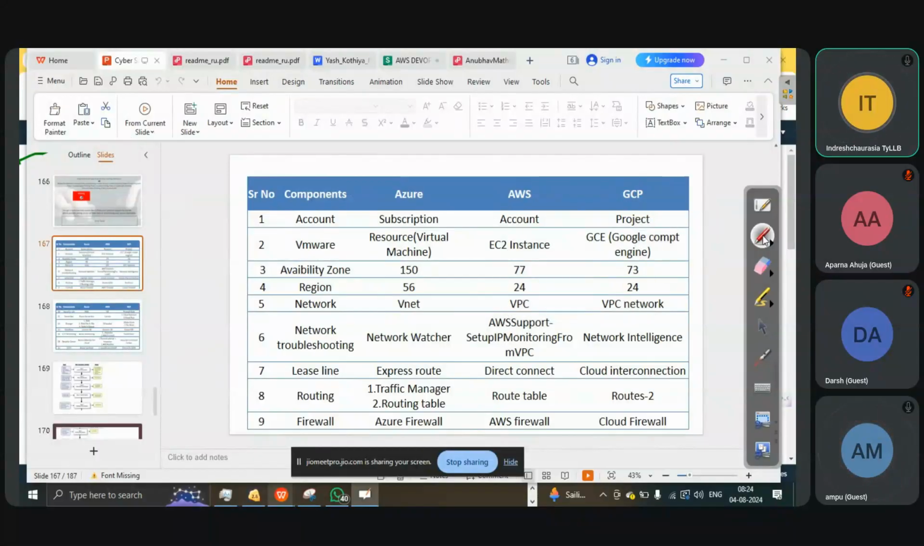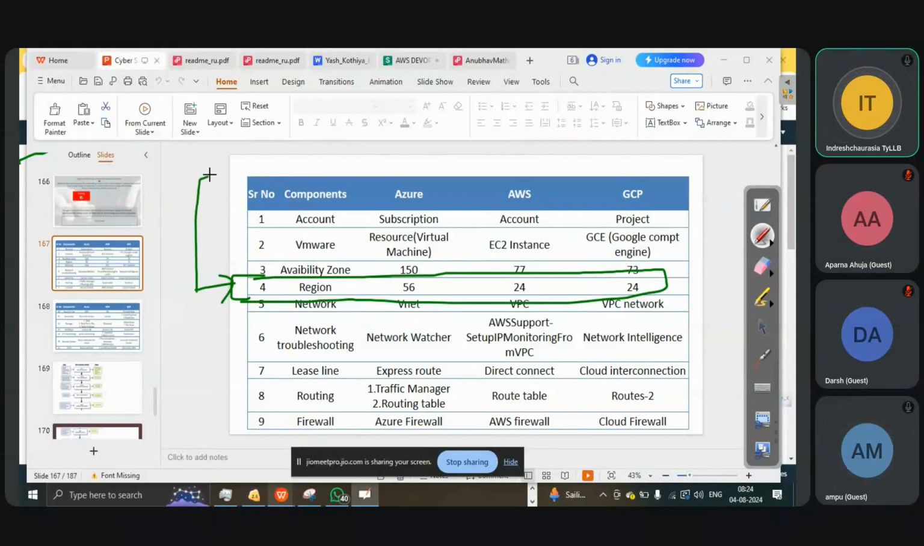When I say Azure, AWS or GCP owns a data center, in that particular thing, we don't refer to it as a data center. We refer to it as a region. Can you see this particular line, region? So region is nothing but a data center.